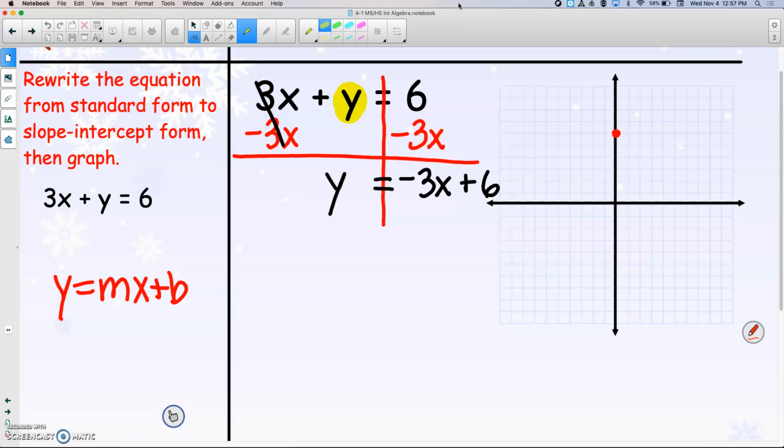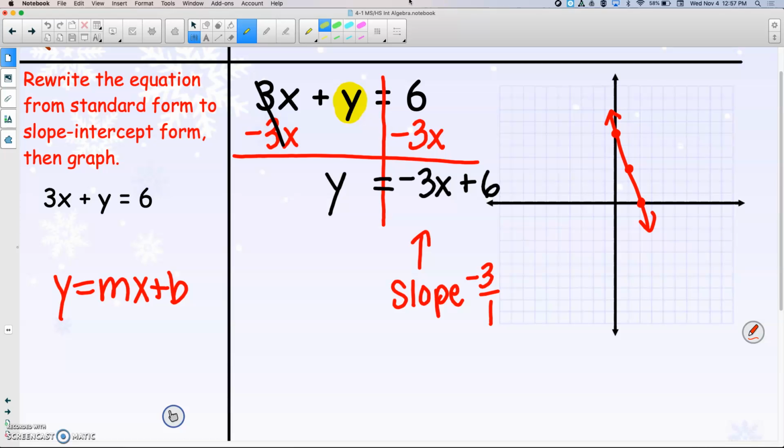So the intercept to start out is 6. And then the slope is -3 or -3 over 1. So I need to go down 3 over 1. Down 3 over 1. Like that.